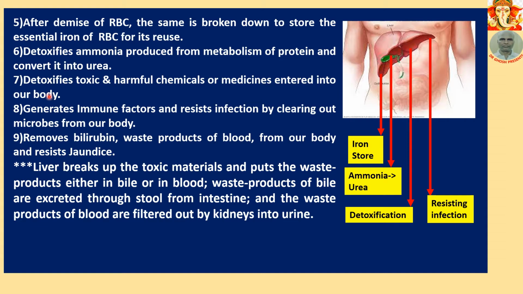Liver and kidney, these two organs constantly help us keep the body toxin-free. One detoxifies directly, the other excretes. The kidney excretes through urine, and the liver, through its own action, detoxifies the toxins, generates immune factors and resists infection by clearing out microbes from our body.